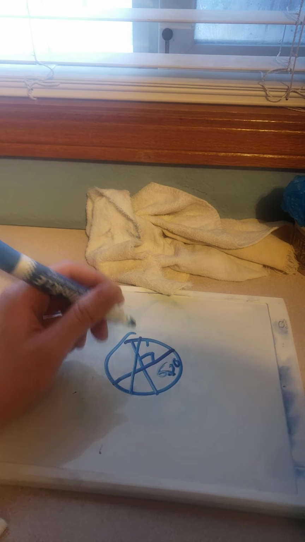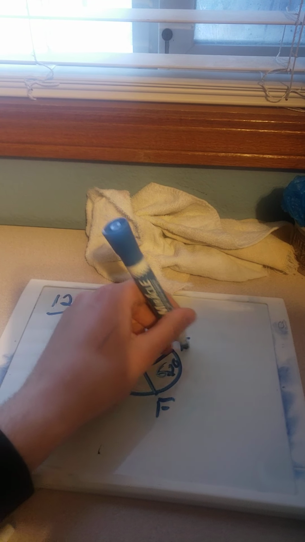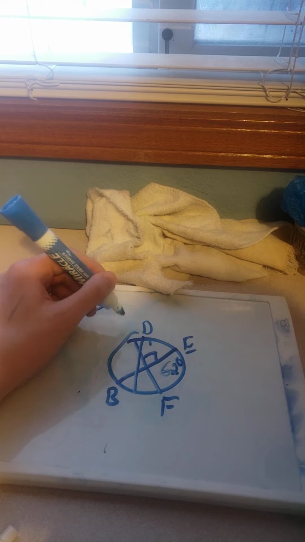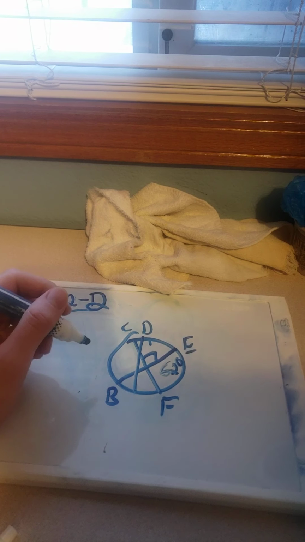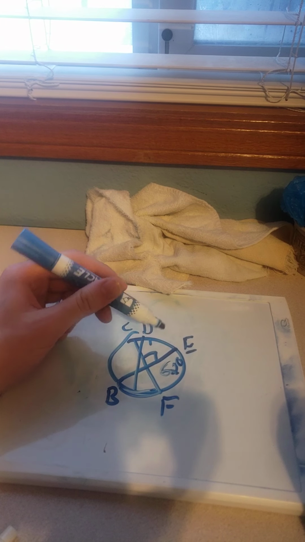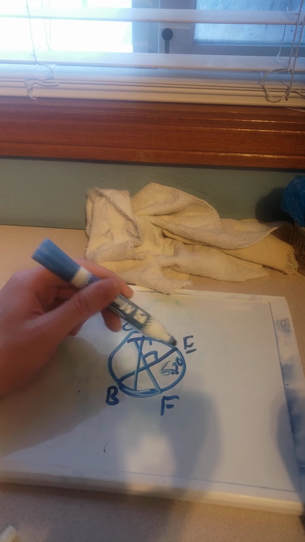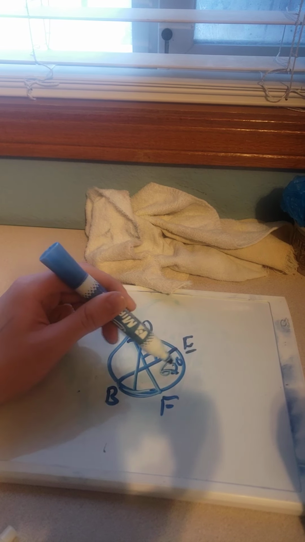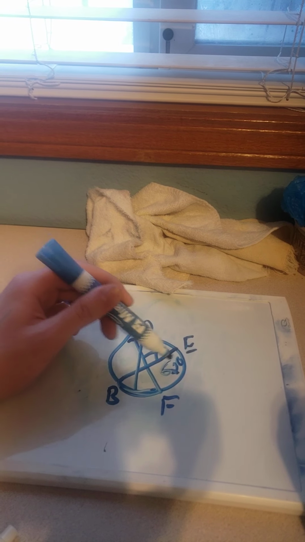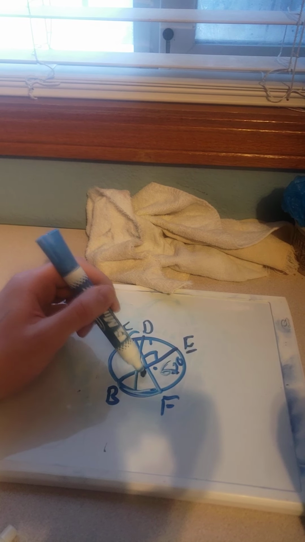To find, let's see, we want to go B. Let's call this F, this E, this D, and this C. Okay, so let's say it wants us to find arc BF. We're going to see that this angle inside the circle is a supplementary angle. That means these two angles here and here need to add up to 180. So we're going to take 180 and subtract 62 from 180.